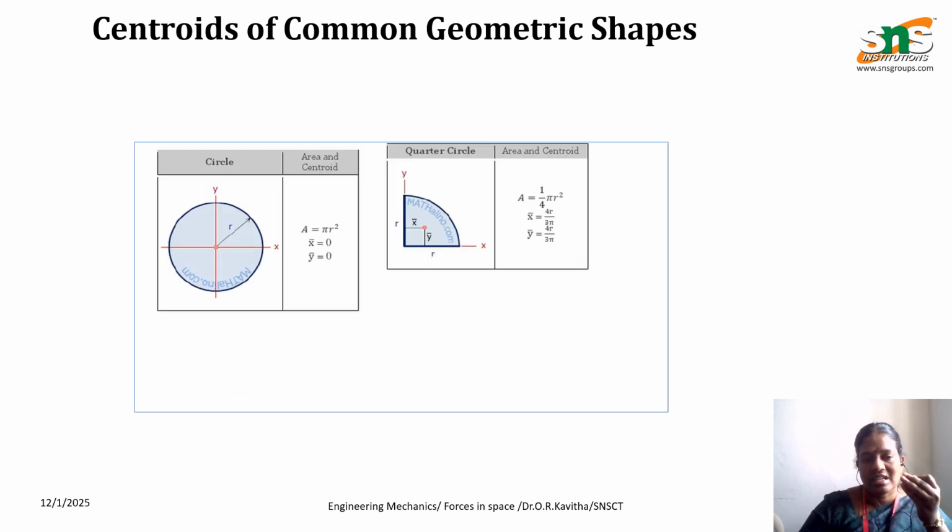Next, for the circle, the area is pi r square, and the x-axis and y-axis are exactly at the centroid, so the x bar and y bar are 0. If I take the reference axes at the corner, the x bar and y bar will be d by 2. Similarly for the quadrant, the x bar and y bar are 4r by 3 pi, and the area is pi r squared by 4, that is one fourth of the circle.